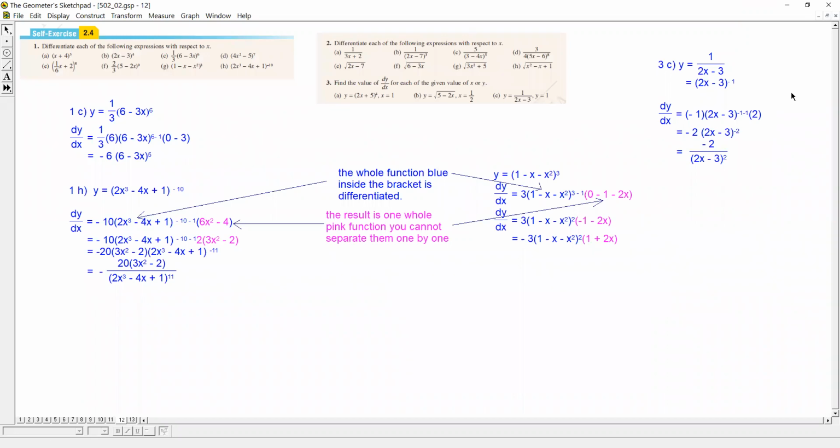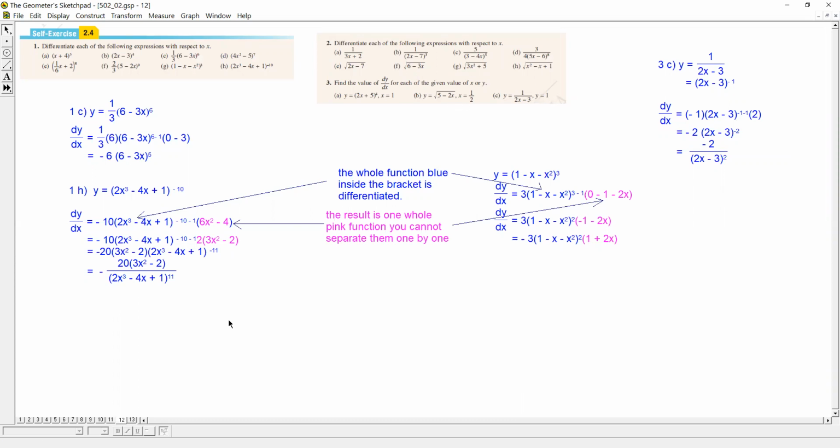The question that you asked me the other day regarding the composite function, this one, right? y equals 1 over 2x minus 3. This function you cannot split up into two parts, for example, 1 over 2x minus 1 over 3. You cannot split that way.